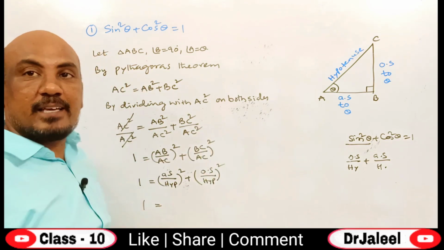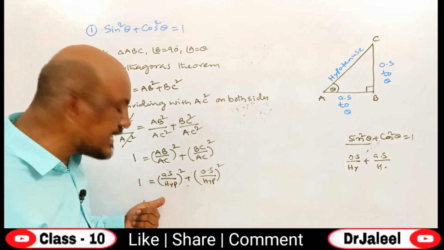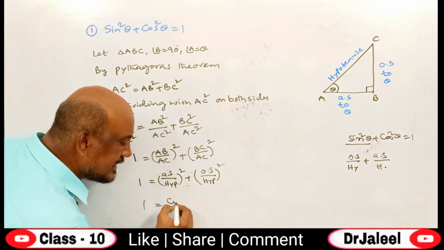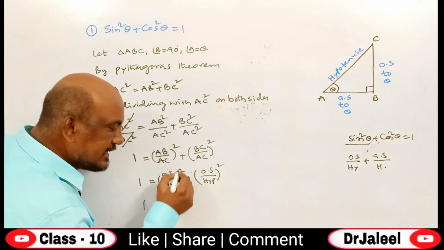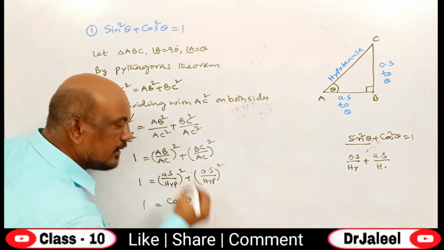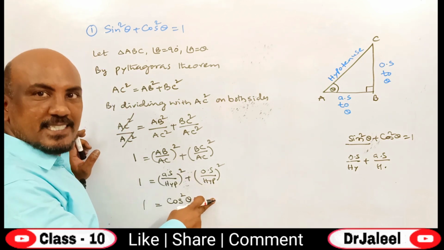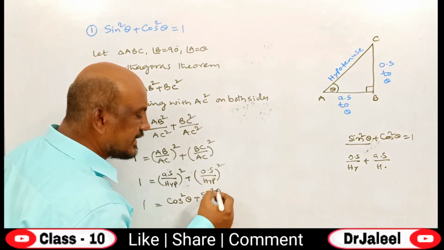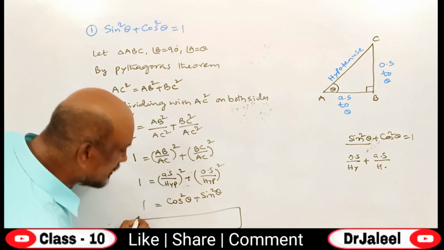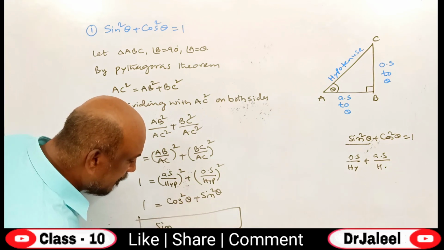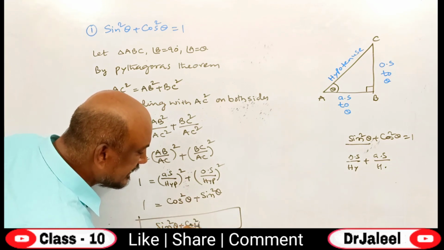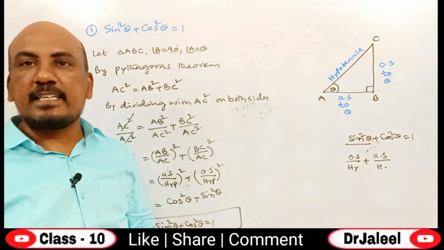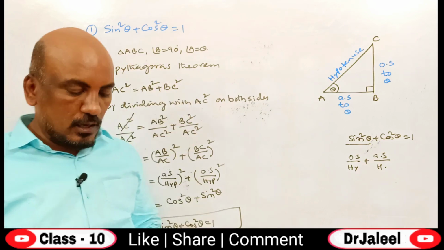Now children, you tell me, what is adjacent side by hypotenuse? According to trigonometric ratios, adjacent side by hypotenuse is cos. It is having square, so cos square theta, plus opposite by hypotenuse is sin theta, and it is having square, so you can write it as sin square theta. So what identity did you get, children? Sin square theta plus cos square theta is equal to 1. This is how we get the proof of the first identity.